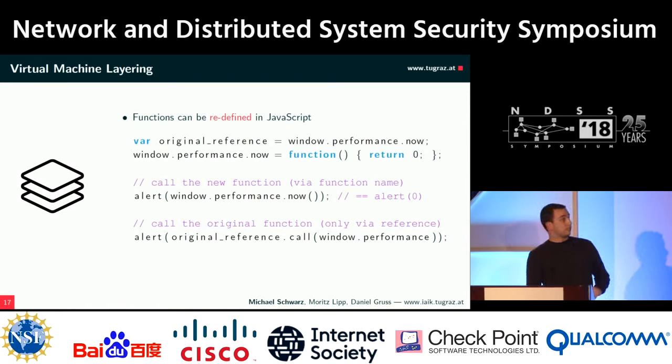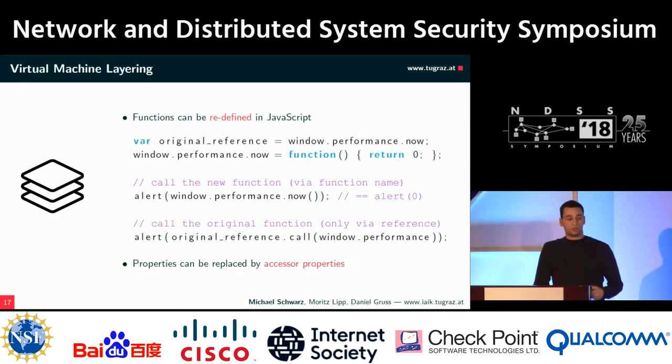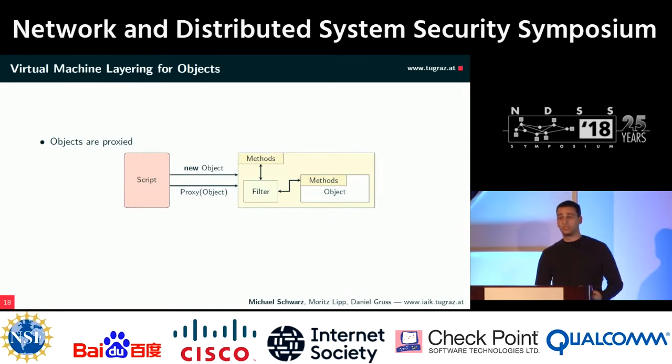We can just save the function pointer to the original function, overwrite it, and if someone uses it then our new overwritten function is used instead. The same is true for properties. We can also replace properties by such wrappers. And for objects, it's similar. We build proxies for every dangerous object, and this proxy proxies all the function calls to the original object. If we decide to filter some methods or remove some methods, then they're gone. Otherwise, they're handled by the original object.